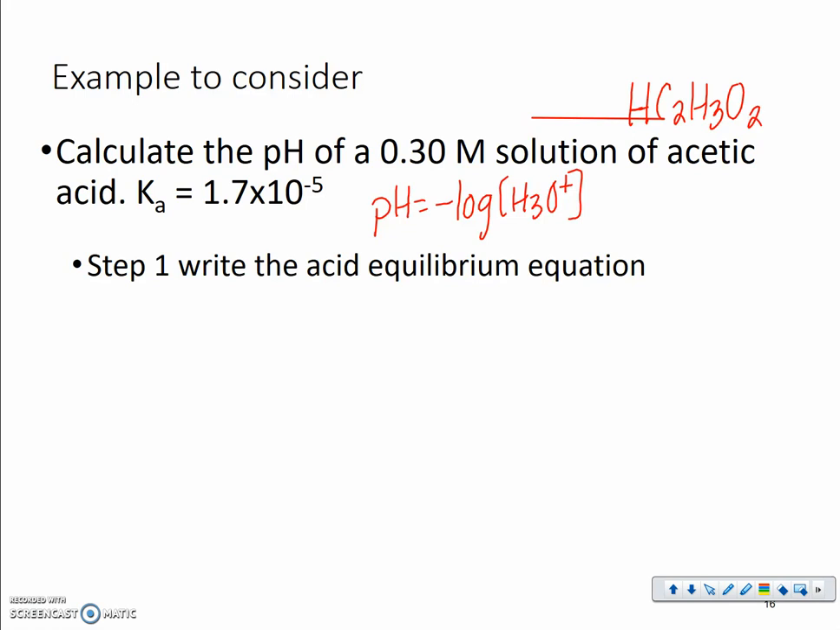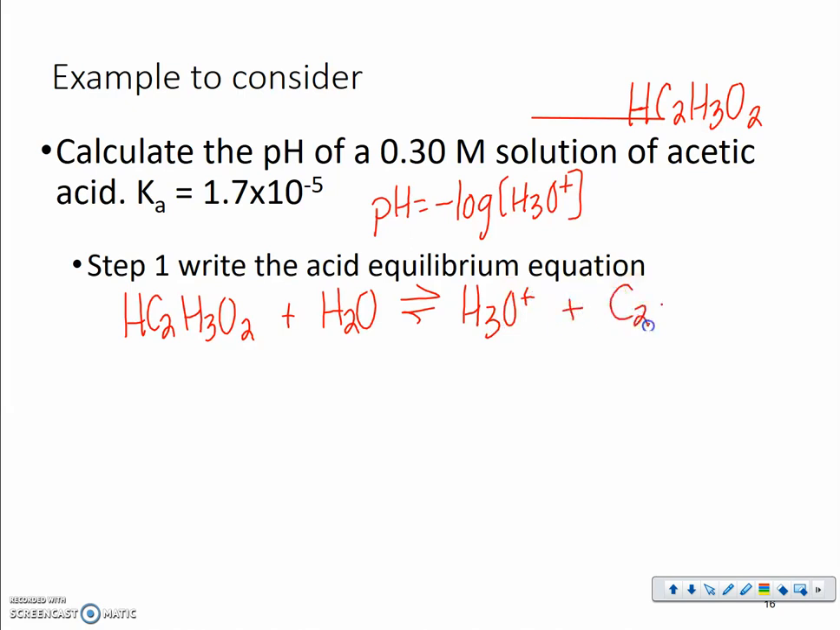First thing is we want to write the reaction. So acetic acid, or whatever your acid is, is always going to be added to water. It's going to give a hydrogen away to the water to turn into the hydronium ion, and then what's left is our conjugate base, CH3COO minus. If you want to abbreviate this as just HA, and this is just A minus, A meaning whatever your conjugate base is, you can also do that.